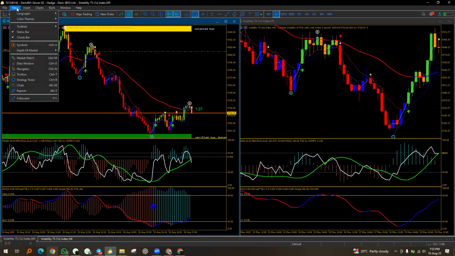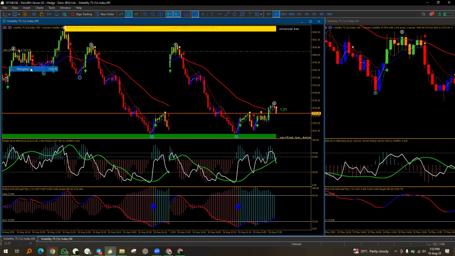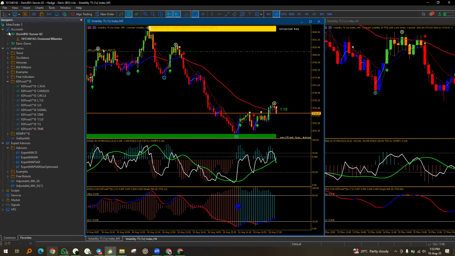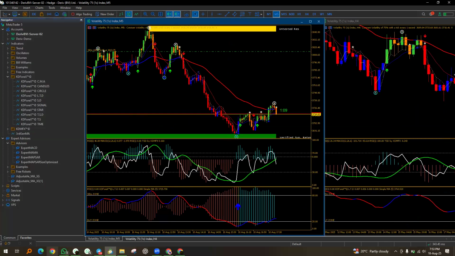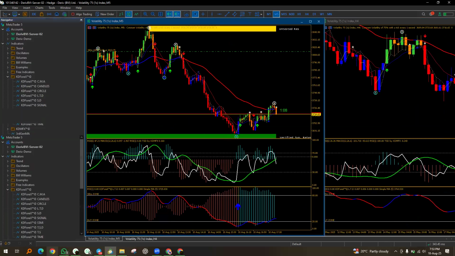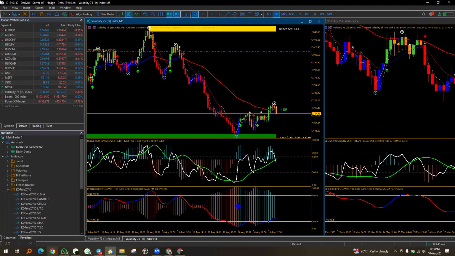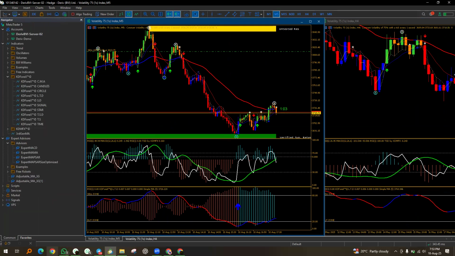So we go on View. On View, what you do is you open the Navigator, which is here. It's easy to just press Control N, then the Navigator is opened. Control M for the Market Watch. You see? So we're now focused on the Navigator so that we see what you need to see.